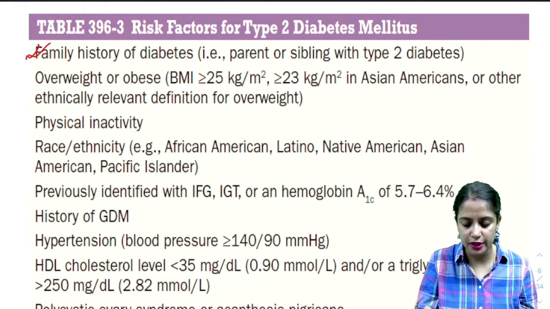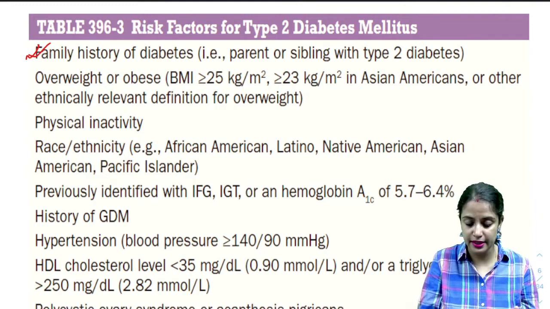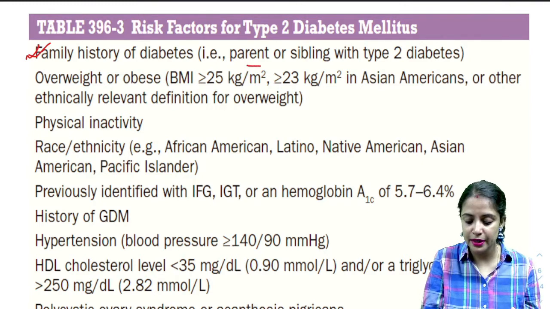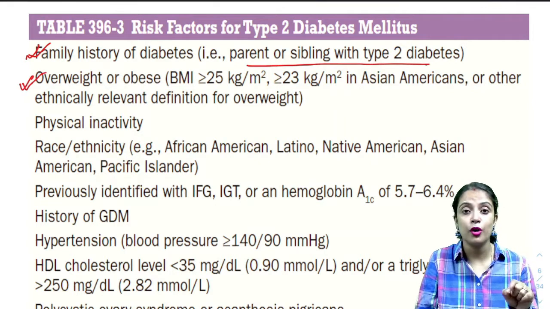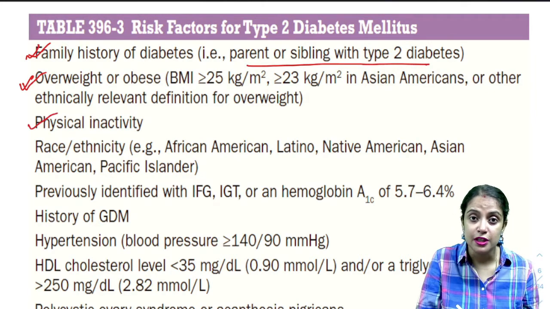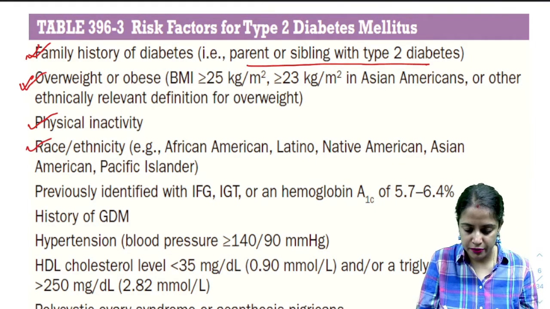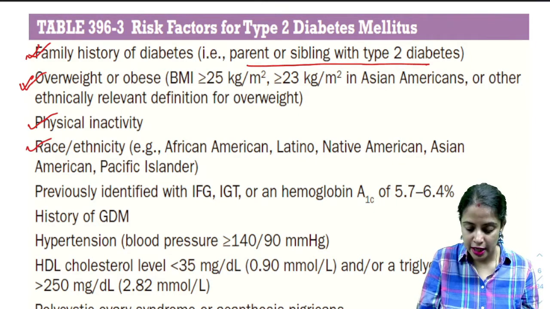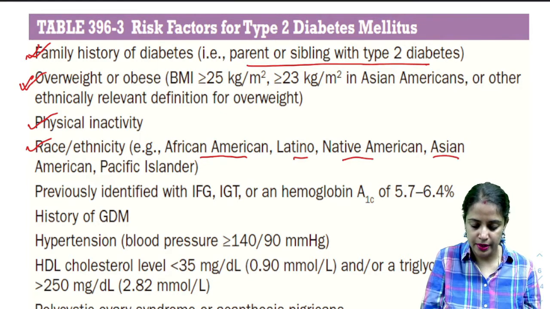Family history of diabetes, a non-modifiable risk factor: you cannot do anything if your parent or sibling had type 2 diabetes. Overweight or obese, a modifiable risk factor. Weight reduction is very important. Physical inactivity, modifiable. Race or ethnicity, non-modifiable. Diabetes is common in African American, Latino, Native American, Asian American, and Pacific Islander populations.